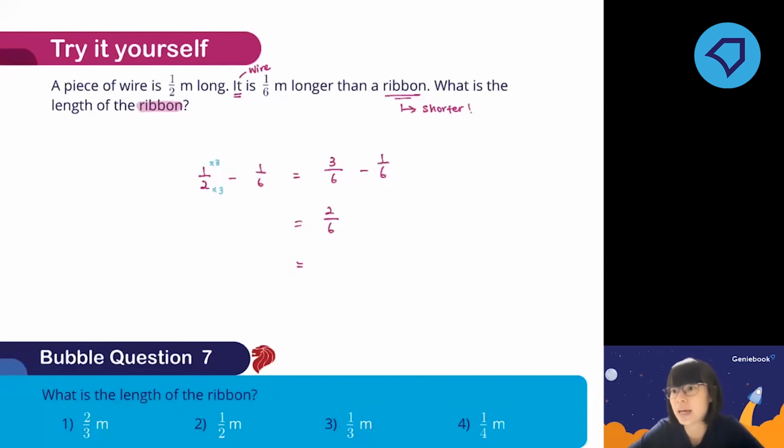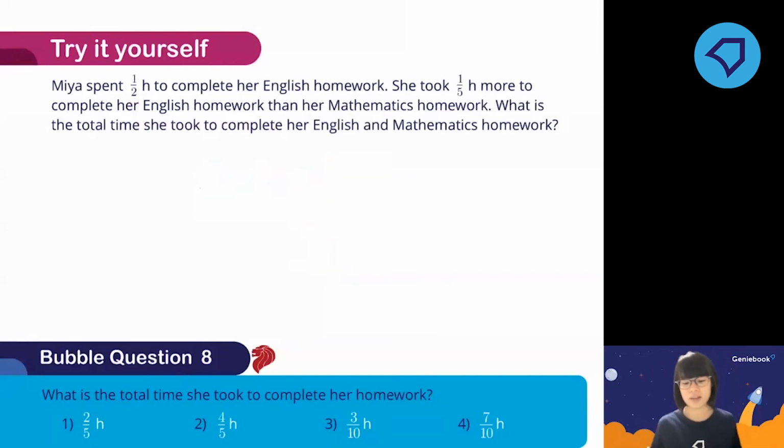So what do you guys divide it by? The numerator divide by 2, denominator also divide by 2. So 2 divided by 2 is equals to 1, and 6 divided by 2 is equals to 3. So your answer would be 1/3 meters. All right. Are you guys ready for the next question? Yes, so let's take a look over here.